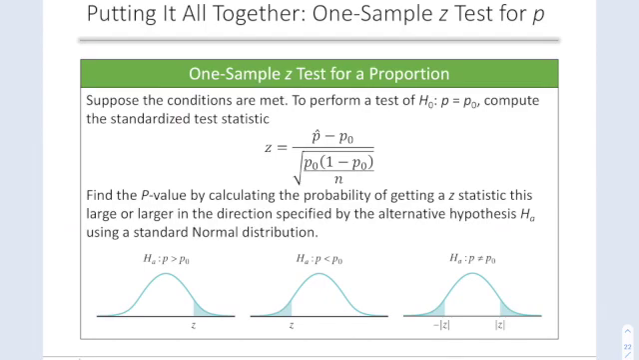So suppose the conditions are met. Here we have the 3 possible outcomes. We find our test statistic, and then we either have a one-sided test because we have greater than or less than when it comes to our alternative hypothesis, or we have a two-sided test when we have not equals to.